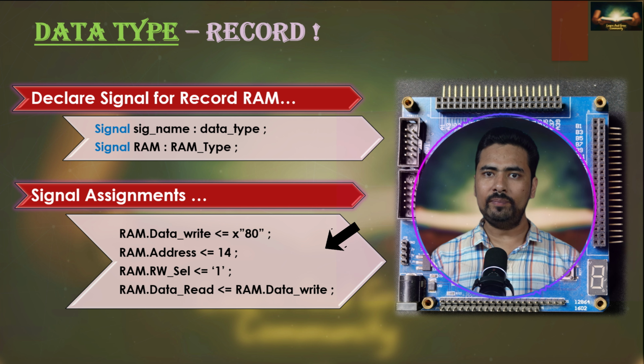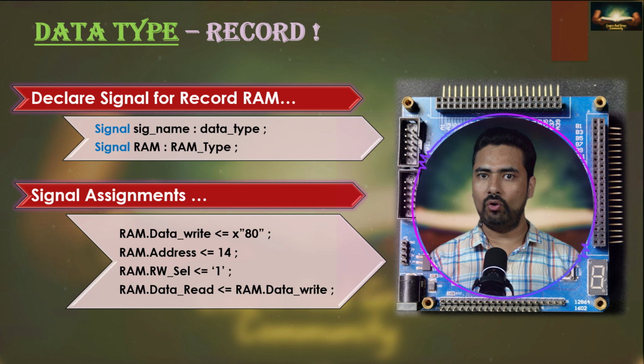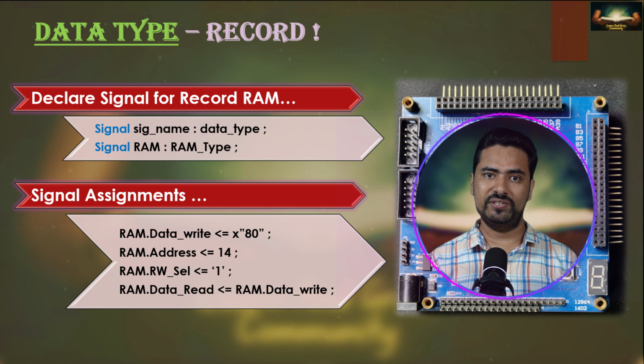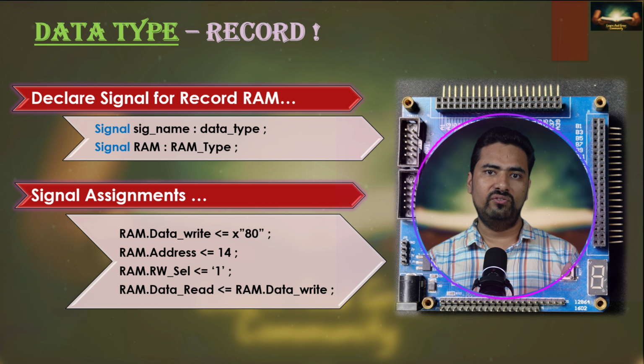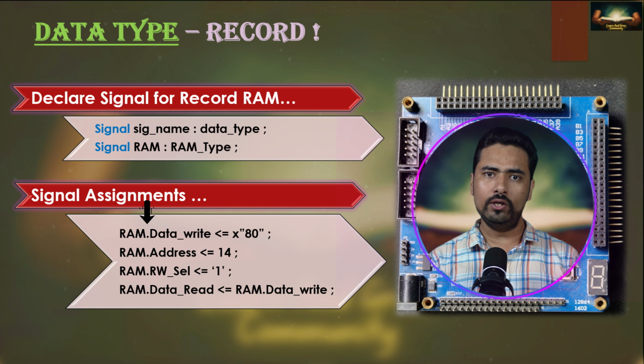Now look at the bottom section of the slide. Here you will see how you can use the signal for assignments. It's not as straightforward as the single data types which we used in the previous sessions, because this record data type holds 4 different types of signals inside it. So you need to specify which signal you are currently using for assignment. Well, this is very easy to read. To access any element of your record, you need to use a dot symbol next to the signal name.